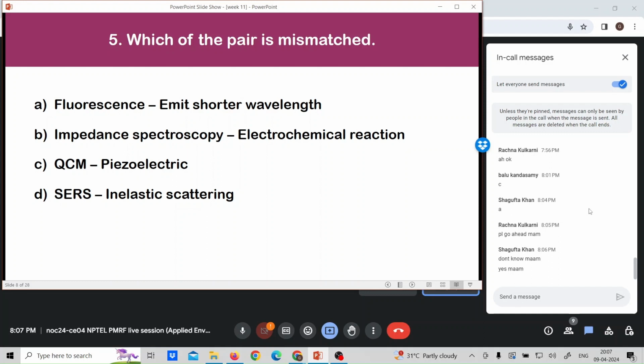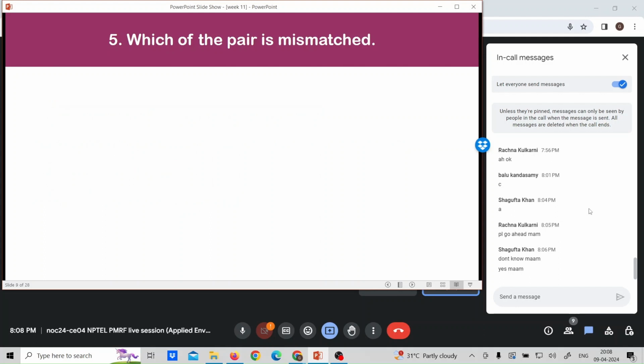So the answer here is the fluorescence emits shorter wavelength. Fluorescence generally takes up a wavelength and emits a longer wavelength with lesser energy. For example, a UV light can be absorbed and a visible light is emitted. So the wavelength is longer, but the energy is lesser. So that's about fluorescence, and that is the wrong pair.